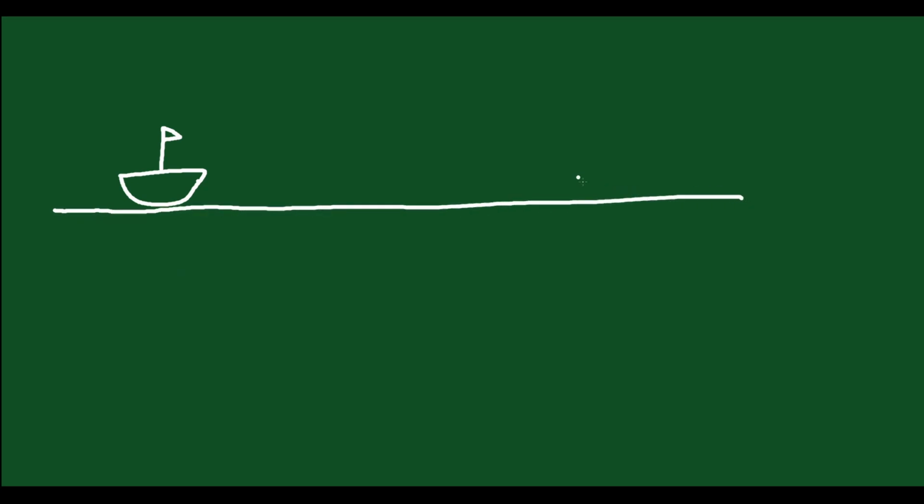Let's do some word problems. Let's say you have a boat. That's a pretty good boat, I think. And that boat is on the water like this. And over here you have some rocks, right? Pretend those are rocks. And on those rocks you have a lighthouse.